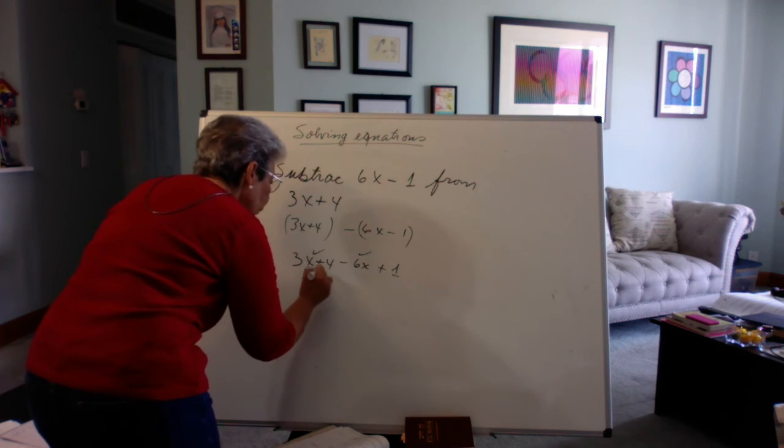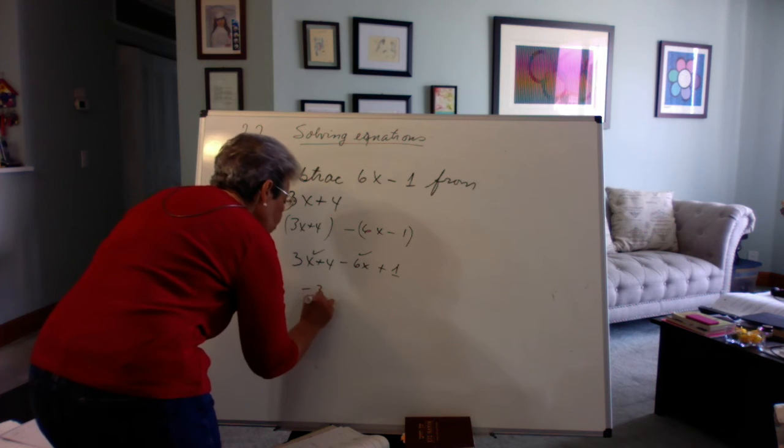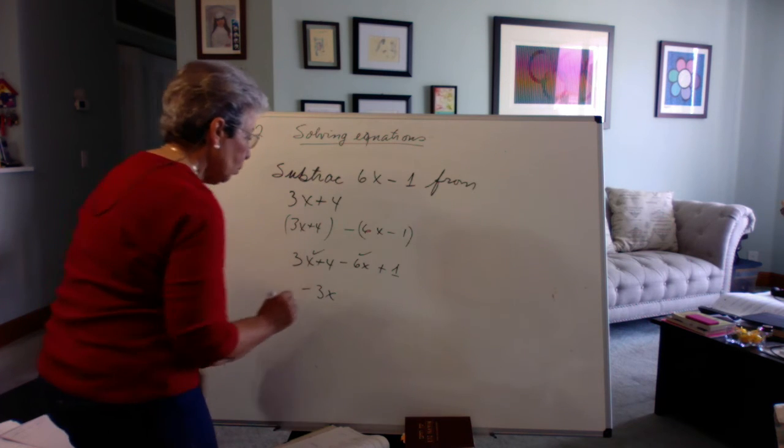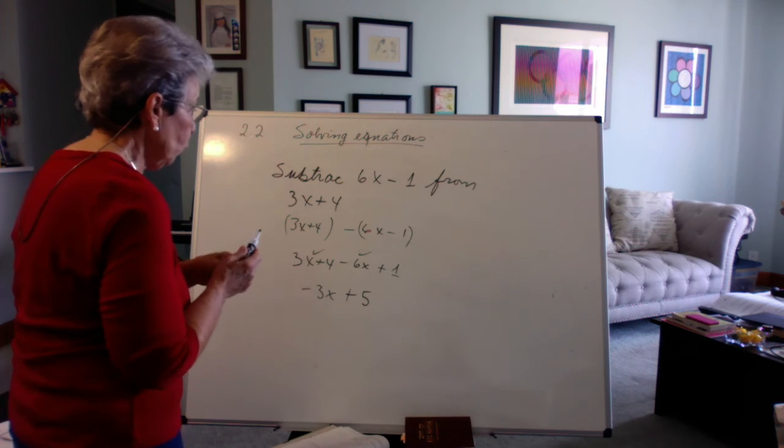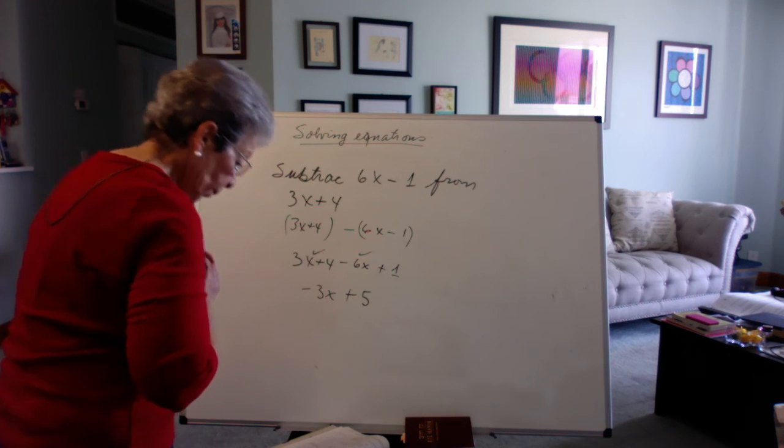In this case, you have 3 minus 6 is minus 3x. Subtract and keep the sign of the larger. And 4 plus 1 is 5. In this case, the only thing you have to do is combine like terms.